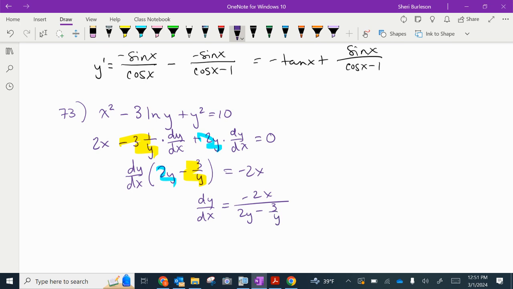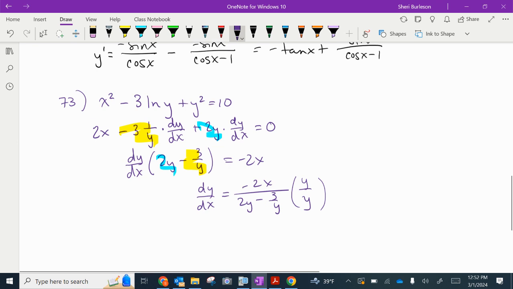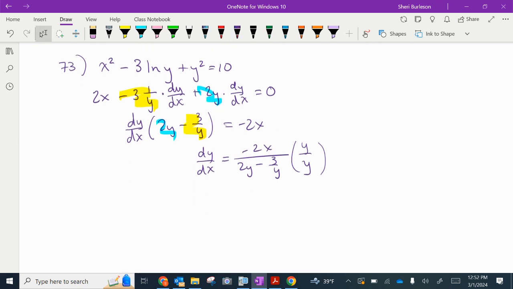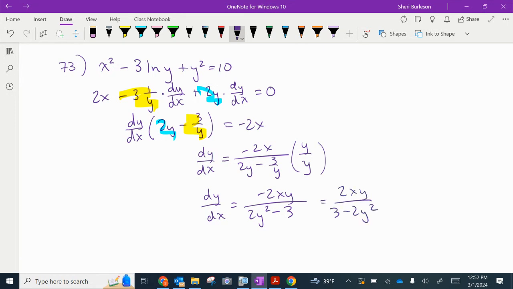And is it okay for me to leave the y in the denominator? So the way I undo that is multiply the numerator and the denominator by y, because I've got the form of 1. So that gets me dy dx equals negative 2xy over 2y squared minus 3. If you solved the other direction, then all of your signs change. It's the same thing.